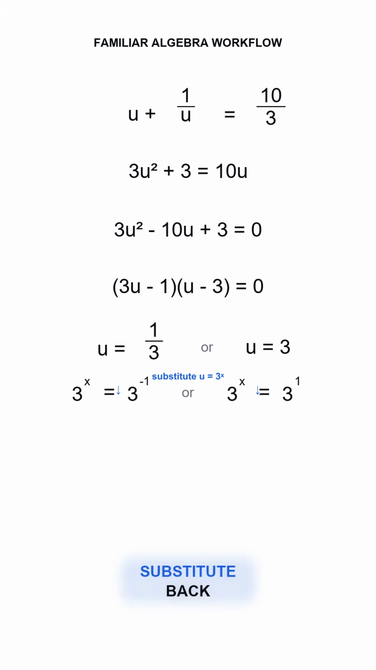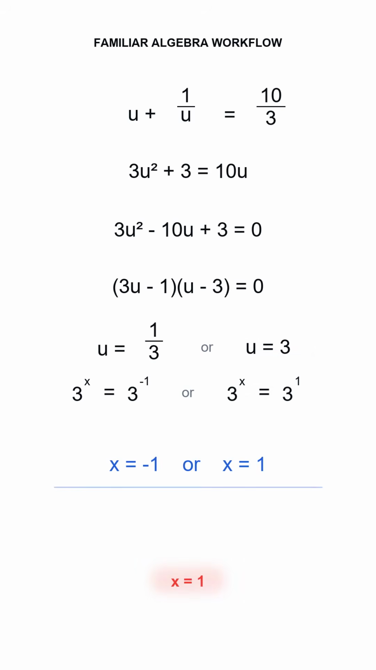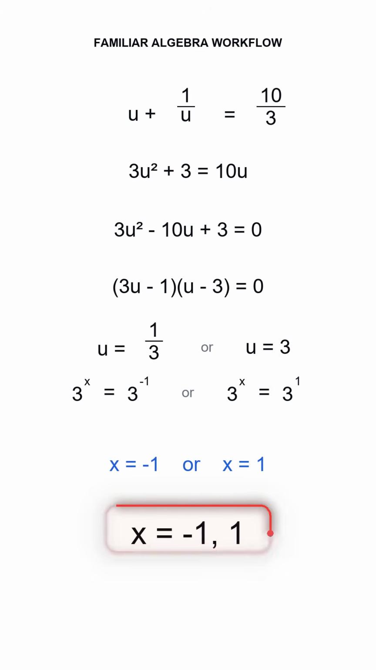which means that if we substitute back u, which is 3 to the power of x, it's equal to 1/3 or 3 to the power of -1, x is equal to -1. And also, 3 to the power of x, which is again u, is equal to 3 or 3 to the power of 1. That gives us x is equal to 1. Putting all of that together, x is equal to -1 and 1.